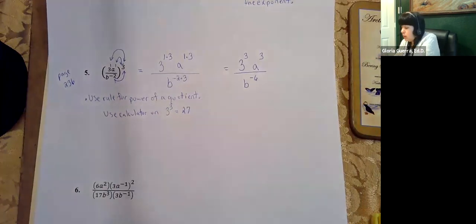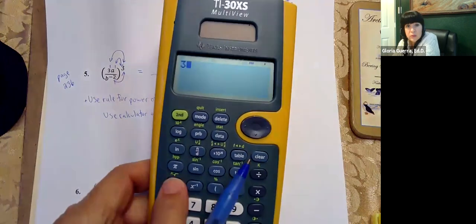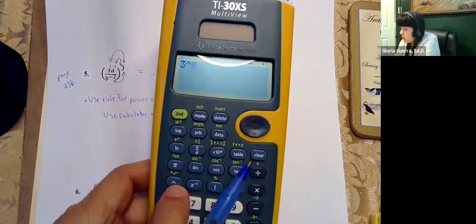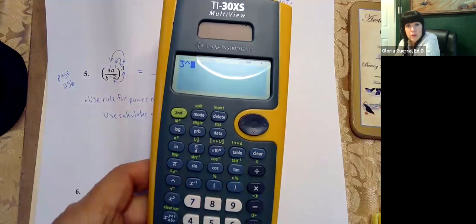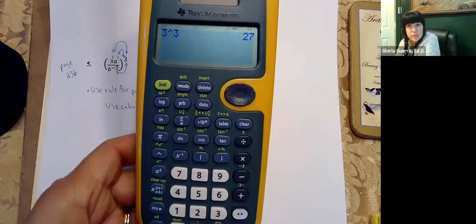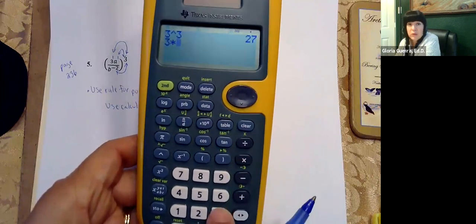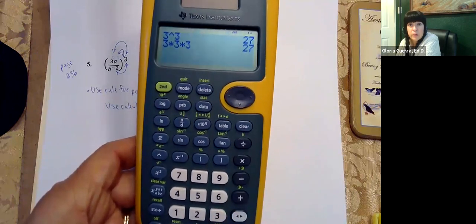I'm going to double check that on the calculator. 3 raised, so I'm using this key, to the 3rd power, and then enter. See, it's 27. 3 times 3 times 3.